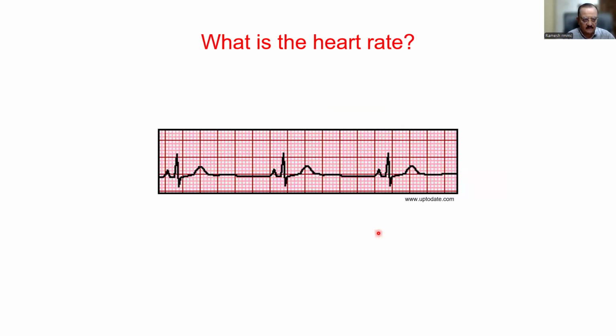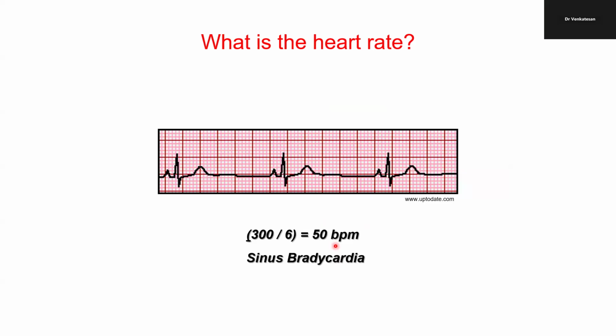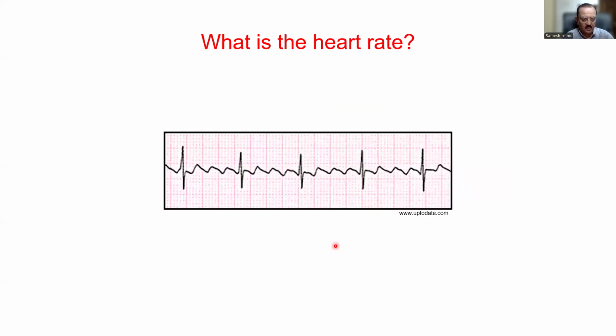What is the heart rate here? 50 per minute. Exactly. So is it normal or abnormal? It is a bradycardia. Very good. I'll tell you subsequently how to call it a sinus bradycardia, but it is a bradycardia for this type. Okay. What is the heart rate?